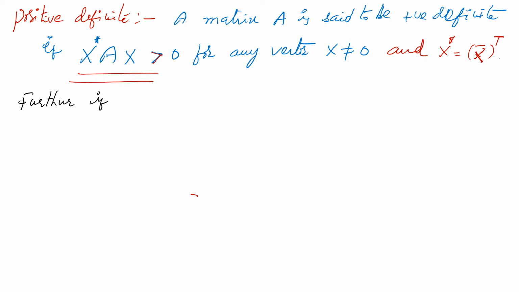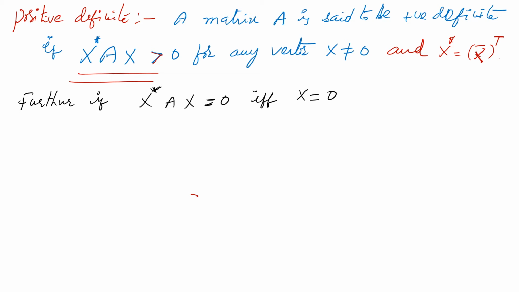Further, X Hermitian AX is equal to 0 if and only if X equals 0. Further, X transpose AX equals 0 if and only if X equals 0. Then A is said to be a Hermitian matrix.